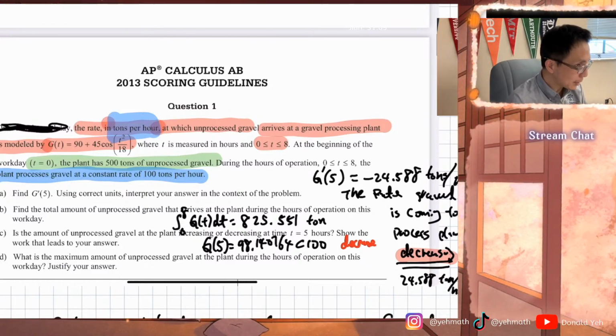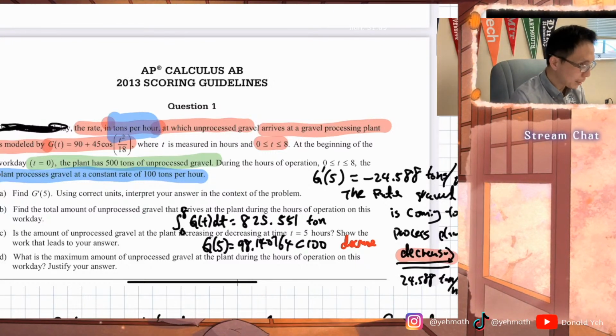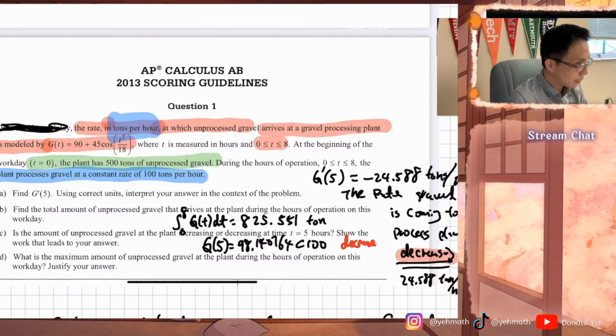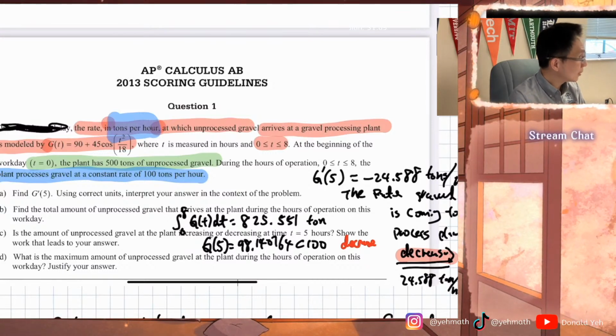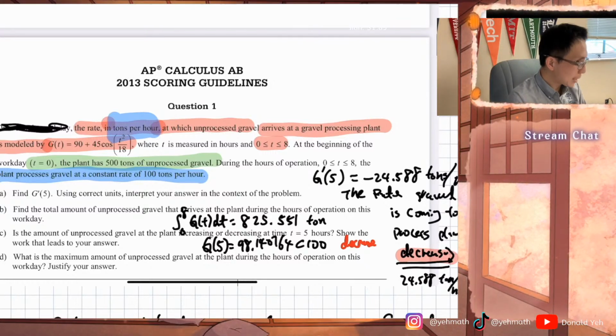Now, since it's less than 100, then you have to think about what that means. So where does the 100 come from? 100 is coming from, this says the plant processes gravel at a constant rate of 100 tons per hour. It says that in the question, in the blue part. So that's the out rate.